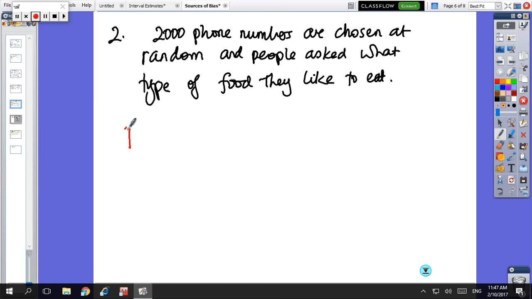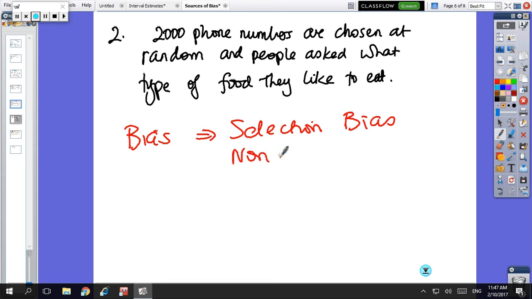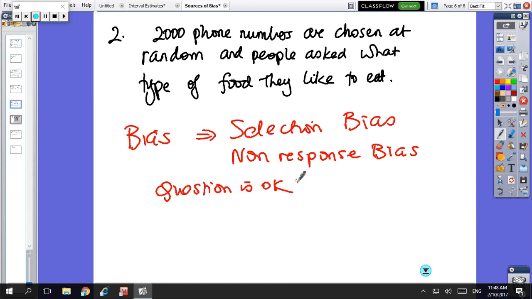Okay, so the book again identifies bias in this one. There's selection bias in that you're only asking people who have telephones. There might be people who don't have telephones. And you're also going to have non-response because some people aren't going to answer the question, or they're not going to pick up the phone, or they won't be at home when you do it. Okay. The actual question's okay, because you're not suggesting what sort of food they should be eating. You're asking an open-ended question about what type of food they like. So the question's okay, but the way you did it was not. Okay, come across when you're ready.